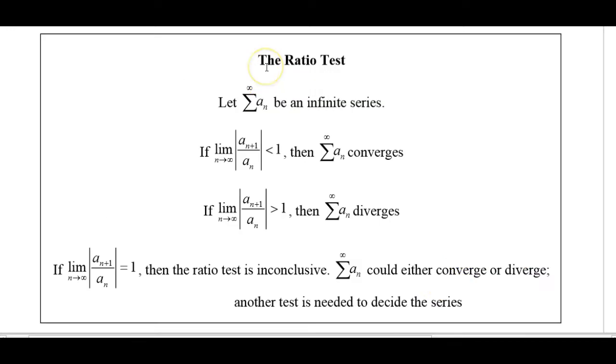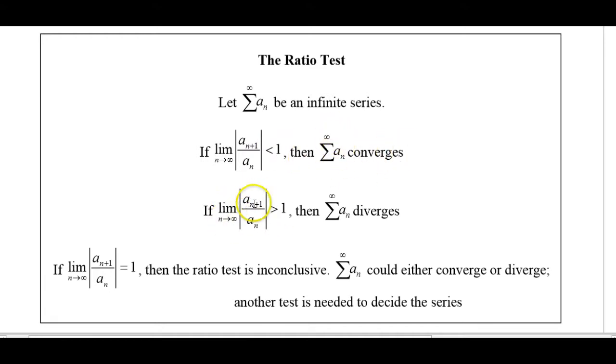Alright, so let's take a look at the formal ratio test. What we need is the sum of a sub n to be an infinite series. And what we need to look at is the limit as n approaches infinity of this ratio, so the absolute value of a sub n plus 1 over a sub n. Now, if this limit converges to a value less than 1, then the infinite series converges.